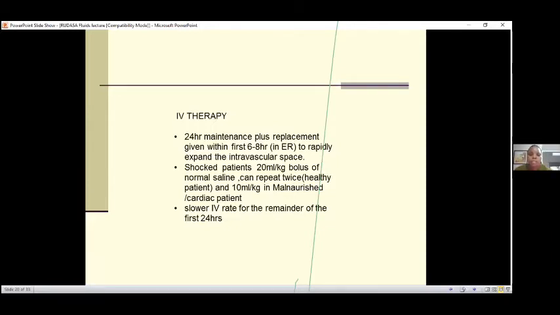With shock patients, usually give a 20 ml per kg bolus of normal saline. You can repeat this twice or even 3 times on healthy patients. With the ones that are malnourished and with cardiac patients where the myocardium is not too strong, we tend to give a lesser amount, which is 10 ml per kg. Then you must make sure you give the remainder of the IVs slowly.